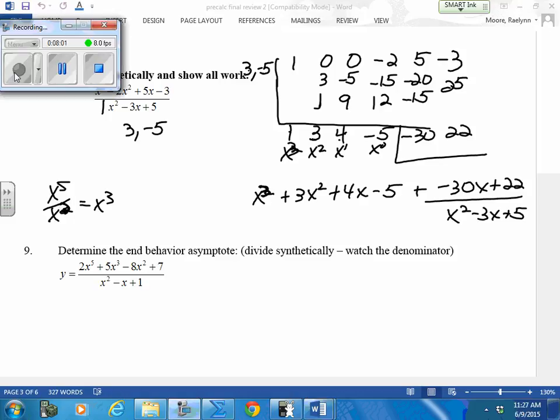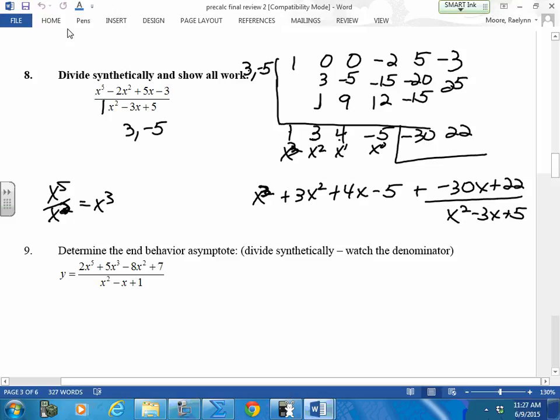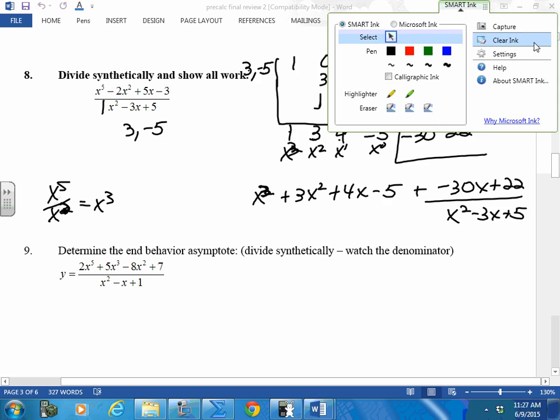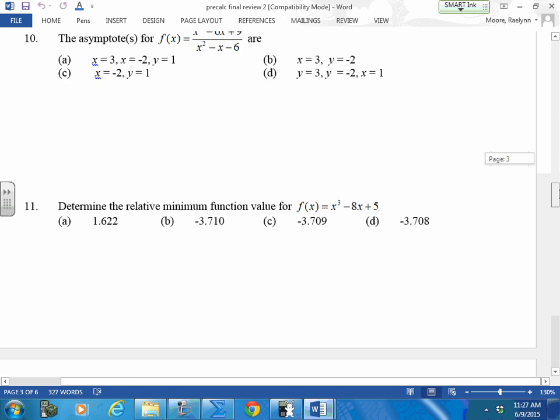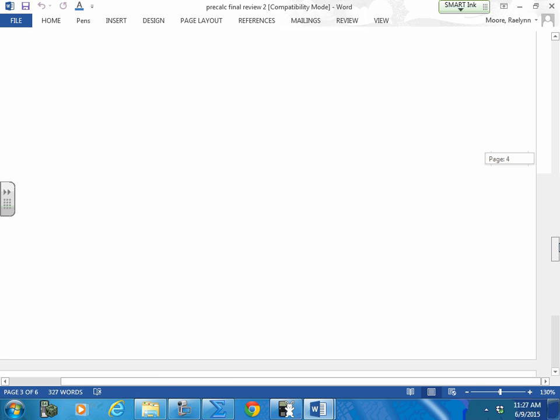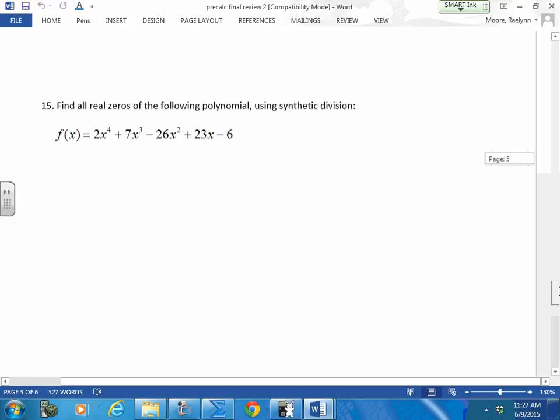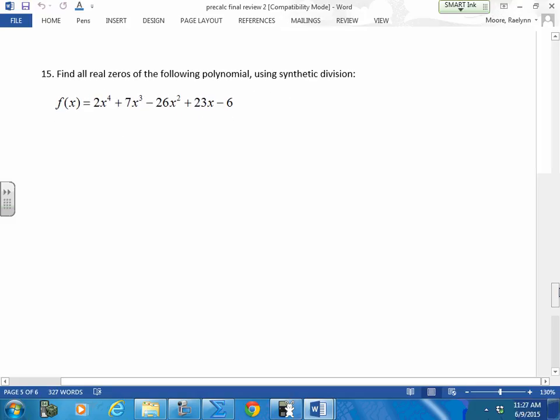Now, jump now, and more importantly, let's go down to number 15, I think it is. This guy. You need to find all your real zeros using synthetic division.